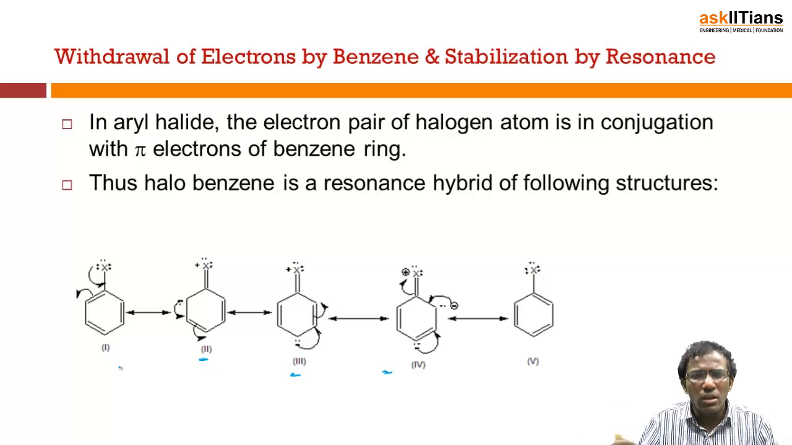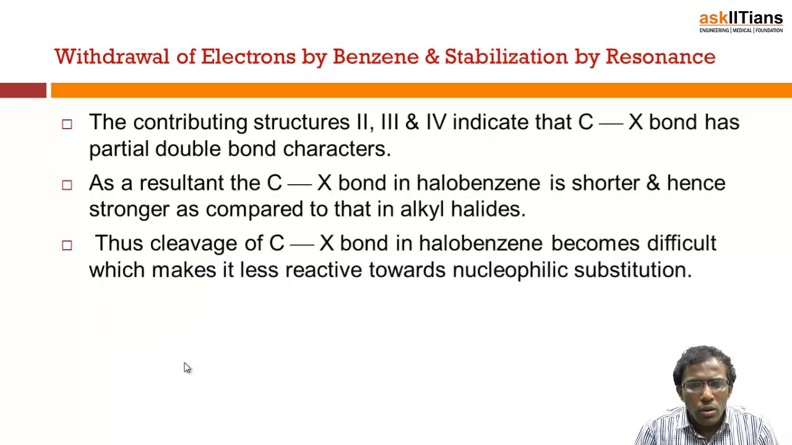None of them alone is correct enough to represent the properties of the molecule. So we combine all these structures and form a hybrid, and that hybrid explains the properties effectively, not any single one of them. Each one explains partially, but the hybrid explains the properties completely. We call that the resonance hybrid.